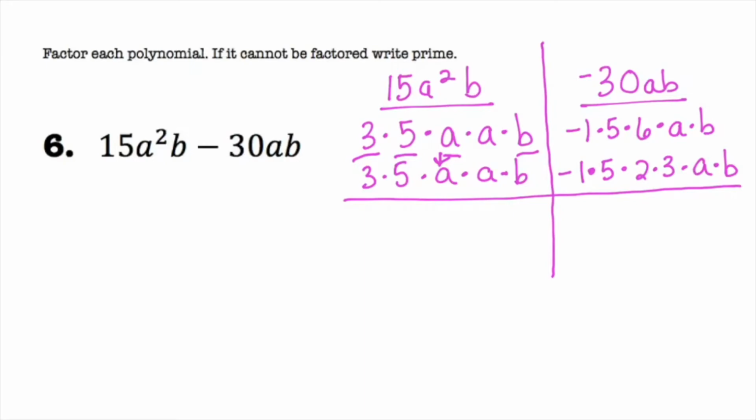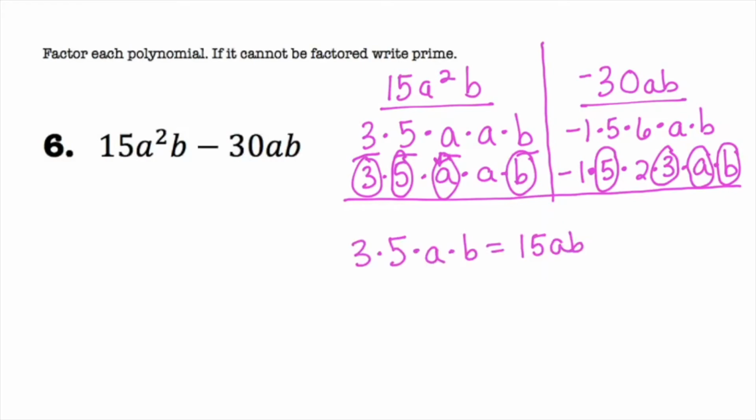So on the left-hand side, I start with my 3, and we have a 3 in common on both sides. Then I go to the 5, and do we have a match on the right-hand side? We do. Then I go to my a. We have an a on the right-hand side. Do we have another a? No, so I didn't circle that one. Do we have a b? Yes, so I circled that one. So then we multiply those back together, 3 times 5 times a times b, and you get 15ab. So that becomes our GCF, and then whatever we left behind becomes the answers inside the parentheses.